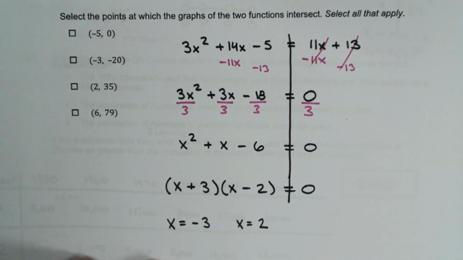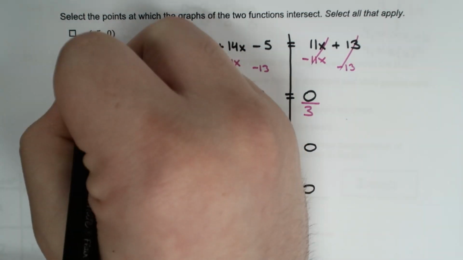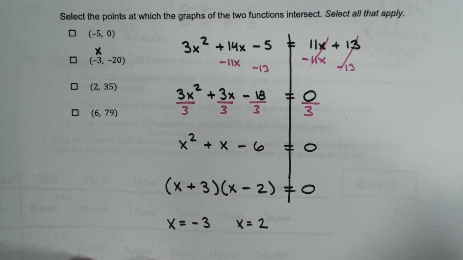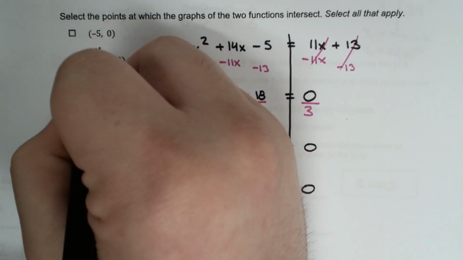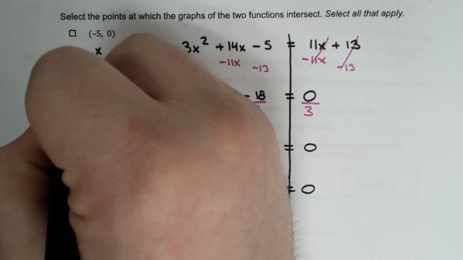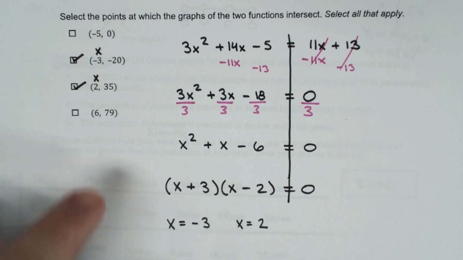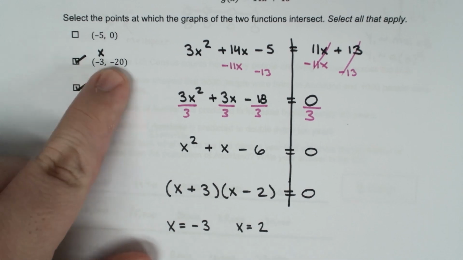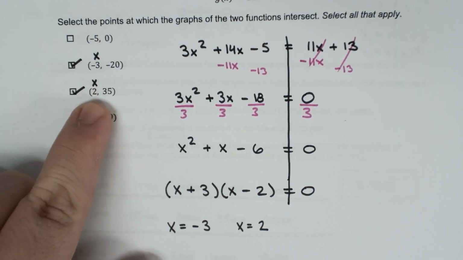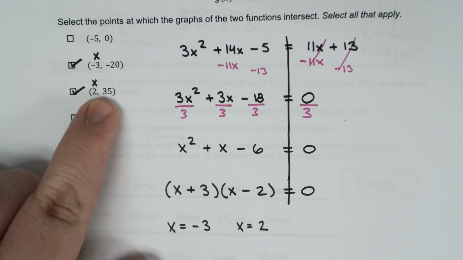Well, the second option has an x value of negative 3, and the third option has an x value of positive 2, so it looks like it's going to be those two options. Now really I am kind of doing some sketchy math here, because I should have checked to see if I plug in negative 3, do I get negative 20? And if I plug in 2, do I get 35? But you do.